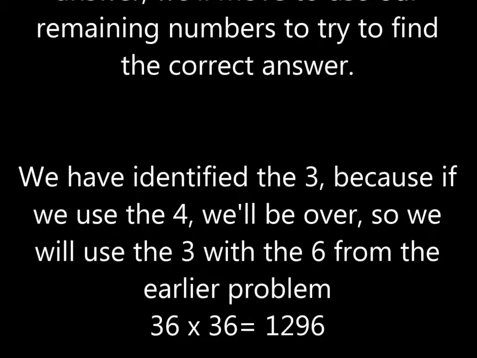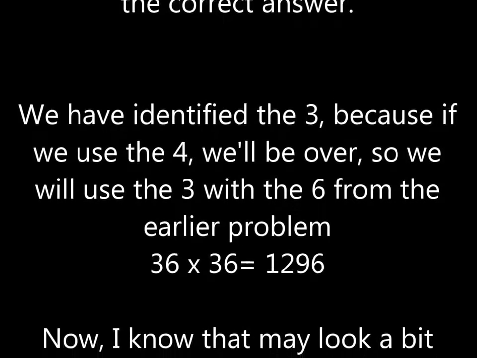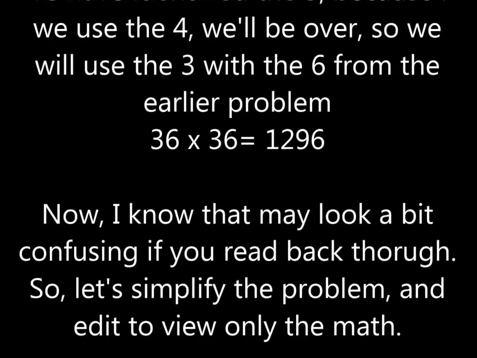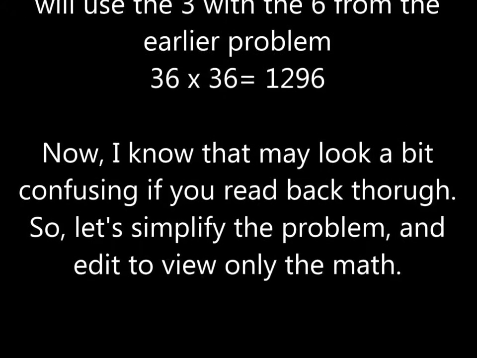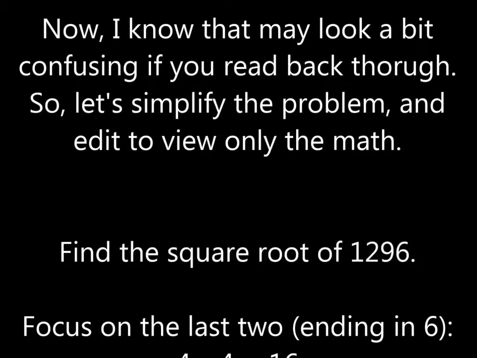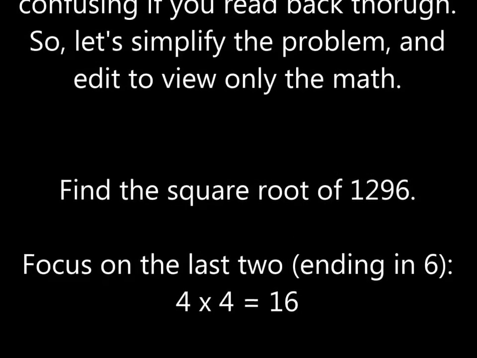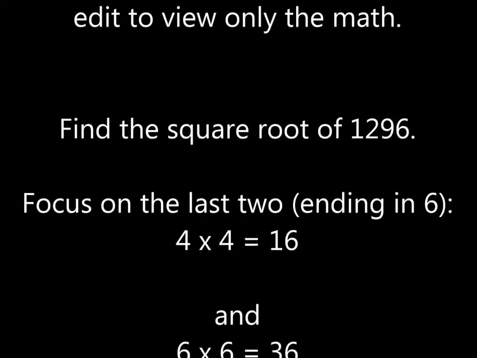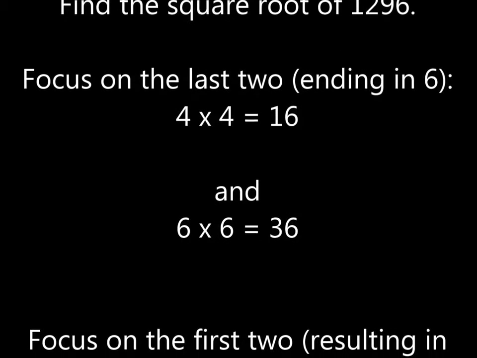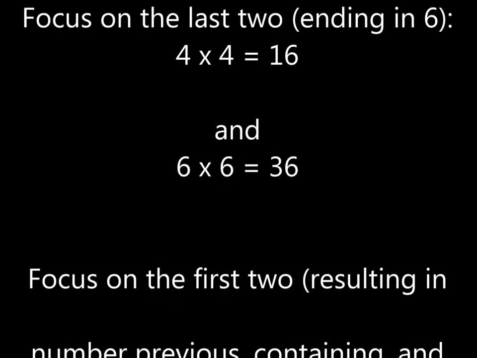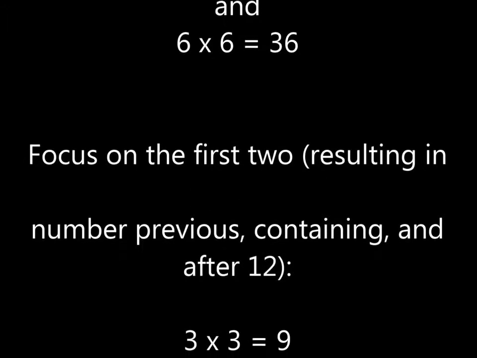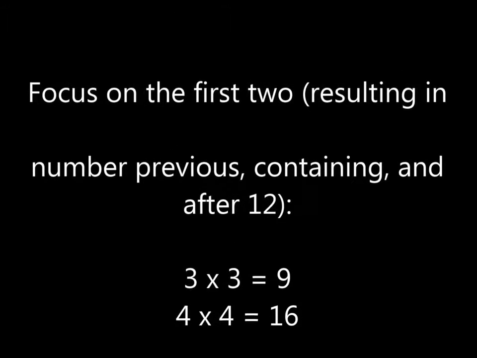To find the square root, we will take the 4 times 4 equals 16, and 6 times 6 equals 36. Now we're going to look at the first two numbers of the problem, which is the 12. We're going to take the 3 times 3 is 9, 4 times 4, which is 16, and those will sandwich that 12. But again, ideally, we don't want to go over. So now we'll combine what we have. We have 34 times 34 equals 1,156, which is too low, or 36 times 36, which is spot on.